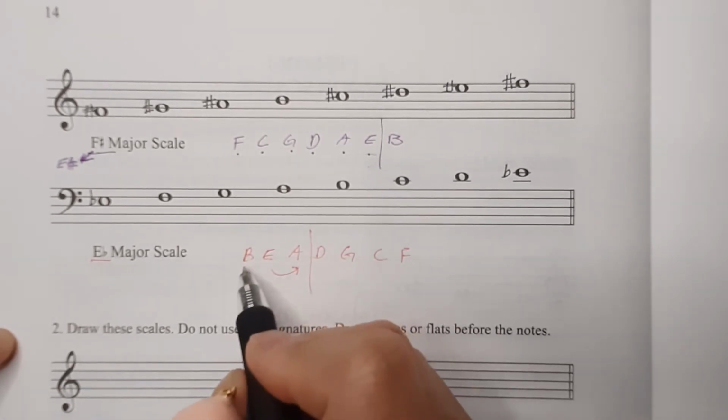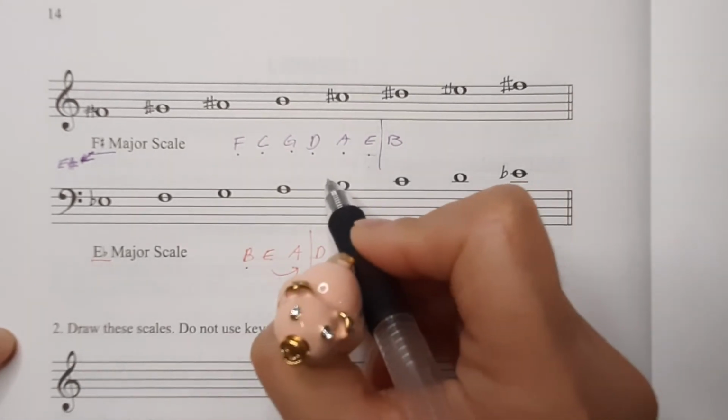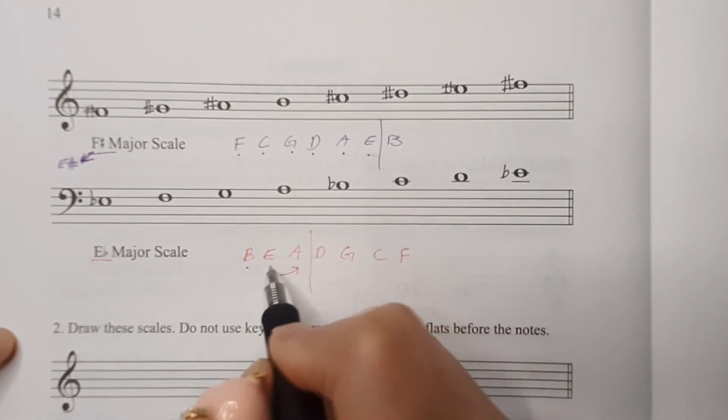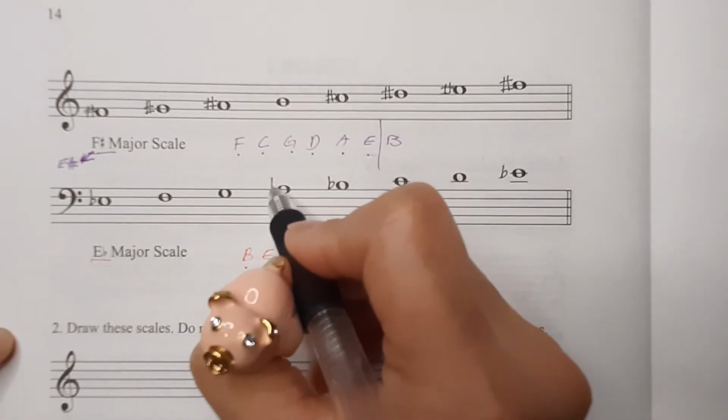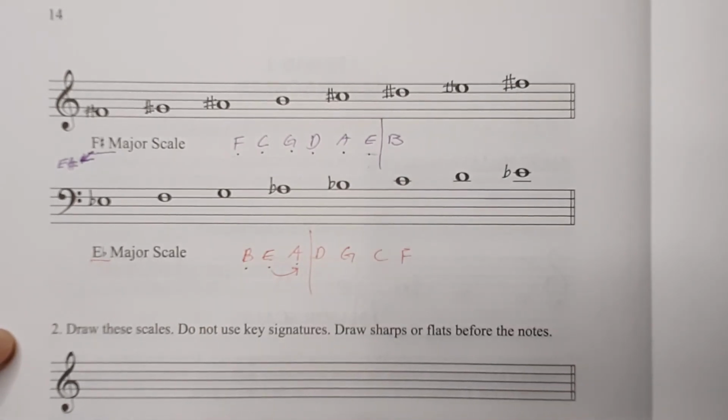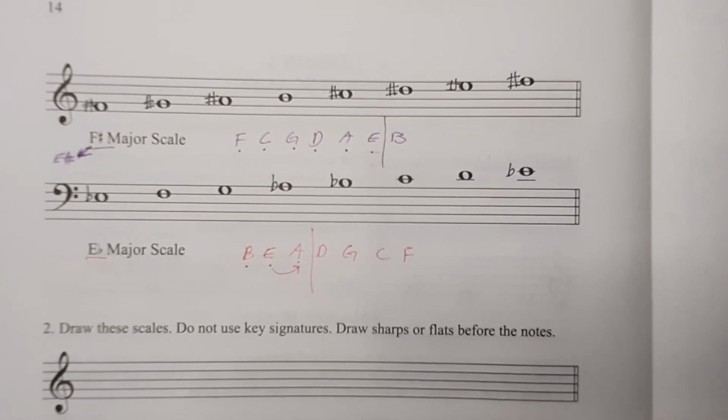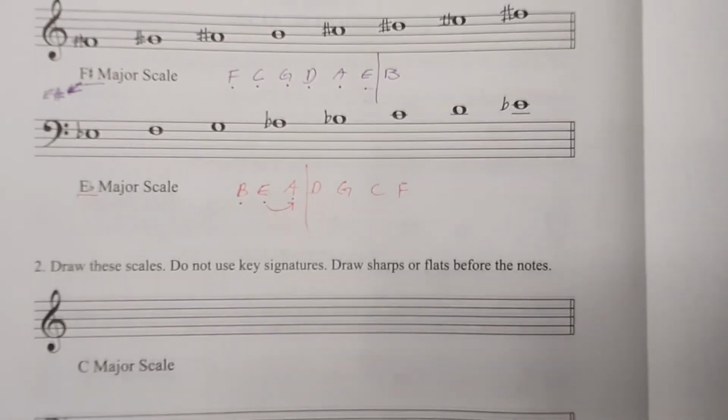Now go with B flat. Here's B flat. We already did E flat and A flat. There you go. Easy. Go on to question 2.